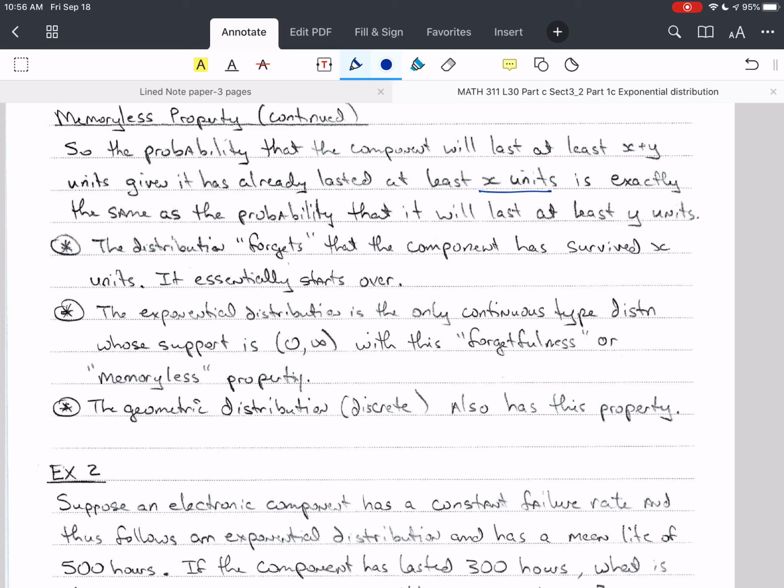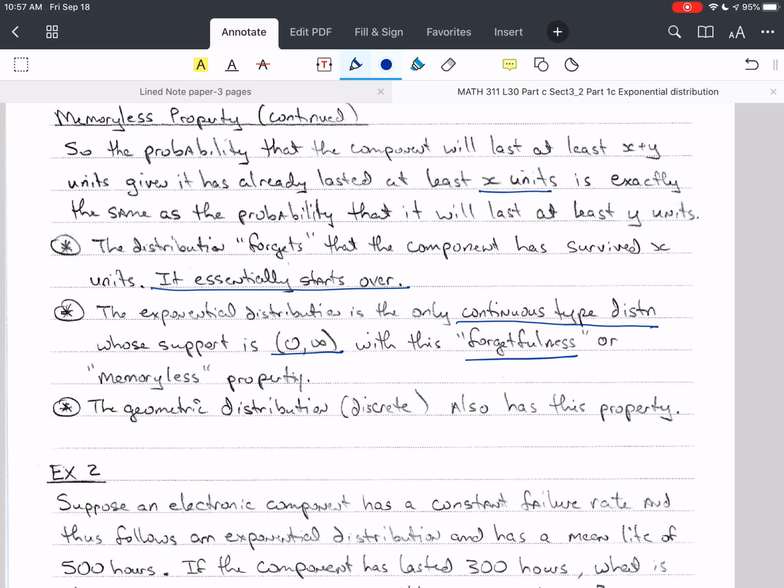So this is the memoryless property. It's also called the forgetfulness property of the exponential distribution. Basically it starts over, and the exponential distribution is the only continuous type distribution with a support between 0 and infinity, that's important too, that has this forgetfulness or memoryless property, okay?